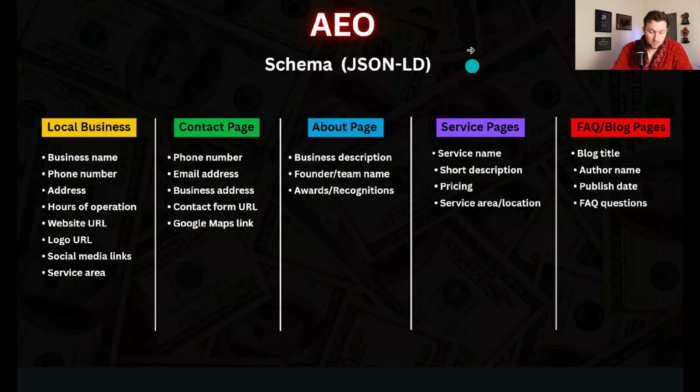So if you do not know what this means, because you'll see this all the time, LD, this is JavaScript object notation, okay, for linked data. That is what that stands for. You don't really need to know what that means because it's just JavaScript, which is code, but I'm going to show you how to generate this very, very easily.